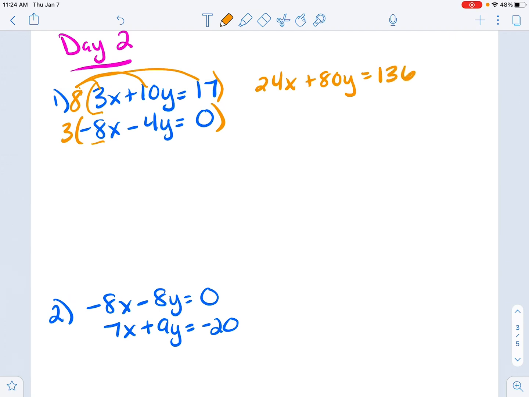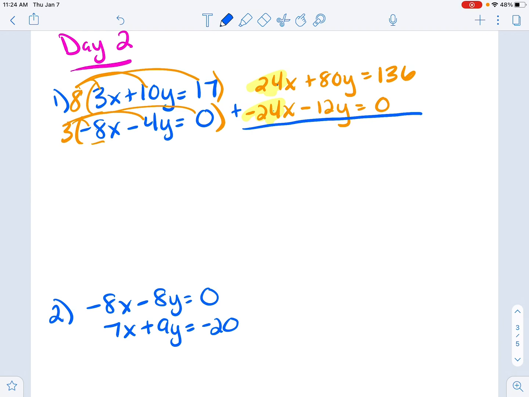Now multiply the bottom equation. 3 times negative 8 would be negative 24x. 3 times negative 4 would be minus 12y. Equals 3 times 0 is 0. Double check to make sure you have a variable that's the same number with opposite sign, and we do. We have positive 24 and negative 24. So at this point, I can add the equations together.